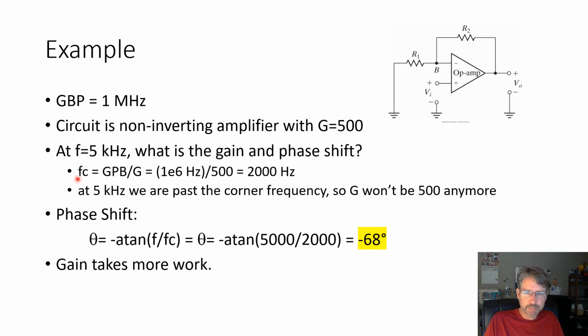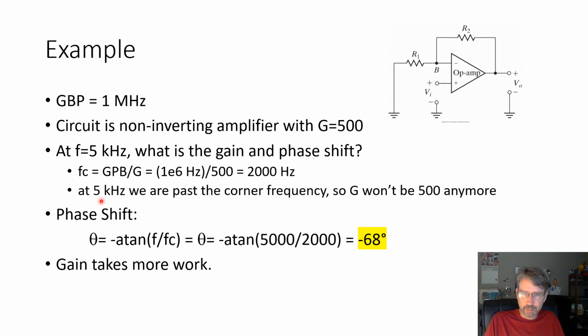So the first thing is to calculate the corner frequency based on our gain. So it's 1,000,000 divided by 500. So 2,000 hertz. So yes, we are above the corner frequency, so we're going to have some bad response. So this might be all you need to know, and you go out and you look for a high-speed op-amp in the millions of op-amps that are out there and find one that works fine at 5,000 hertz. But we're going to do the math.